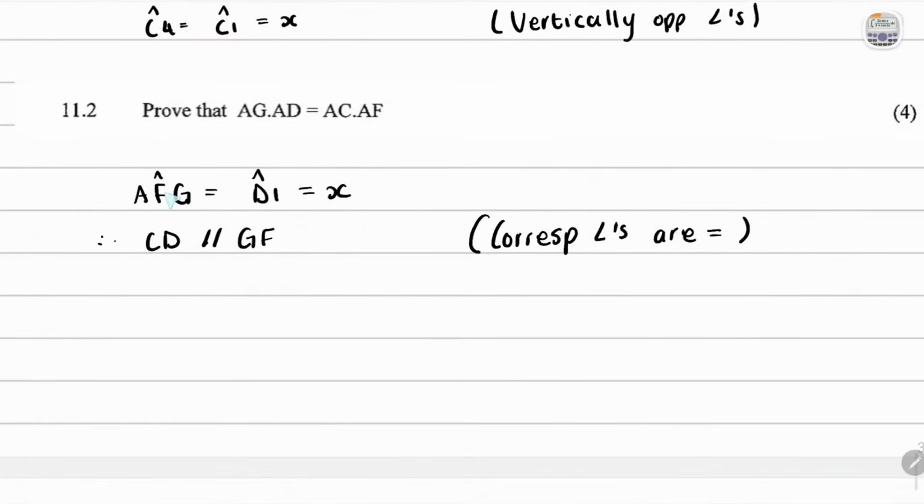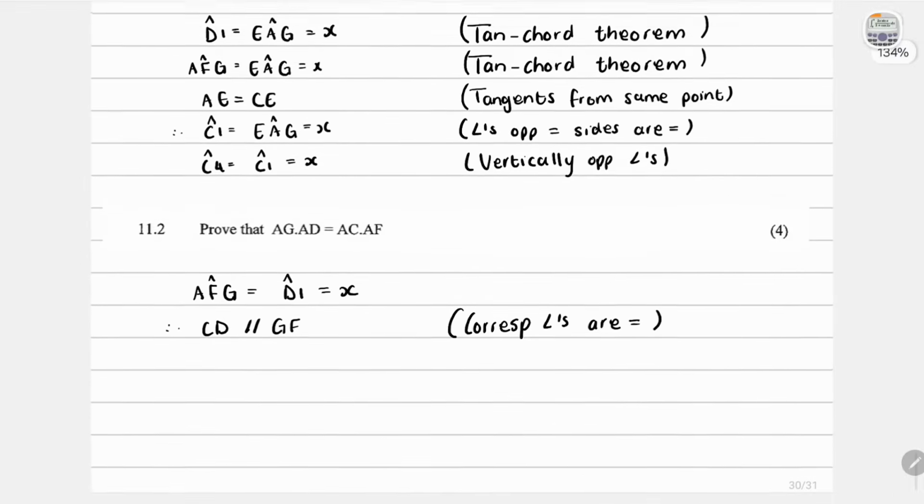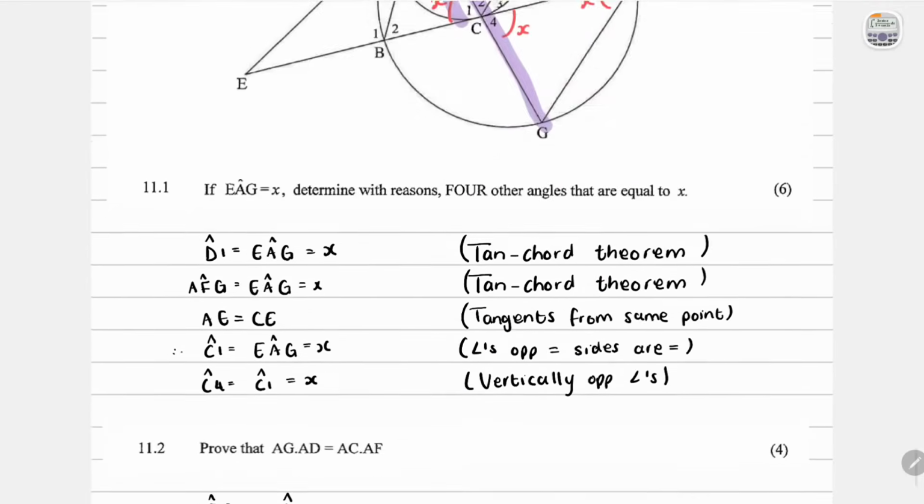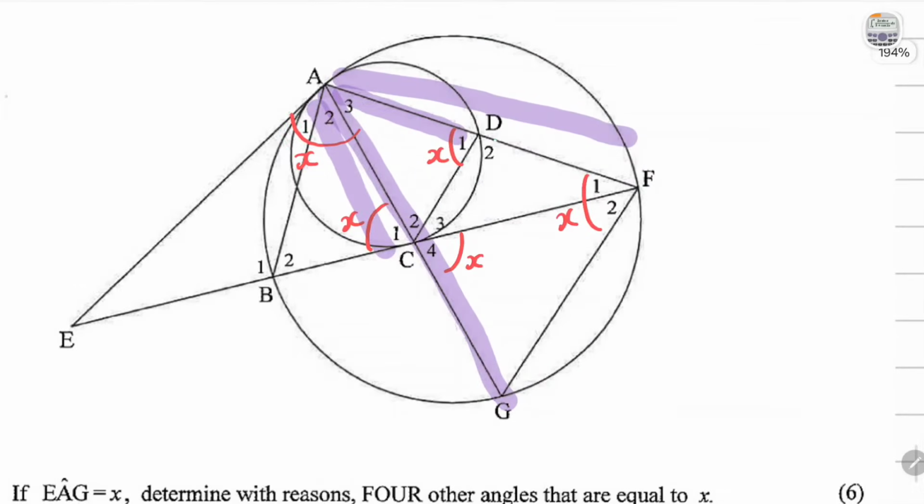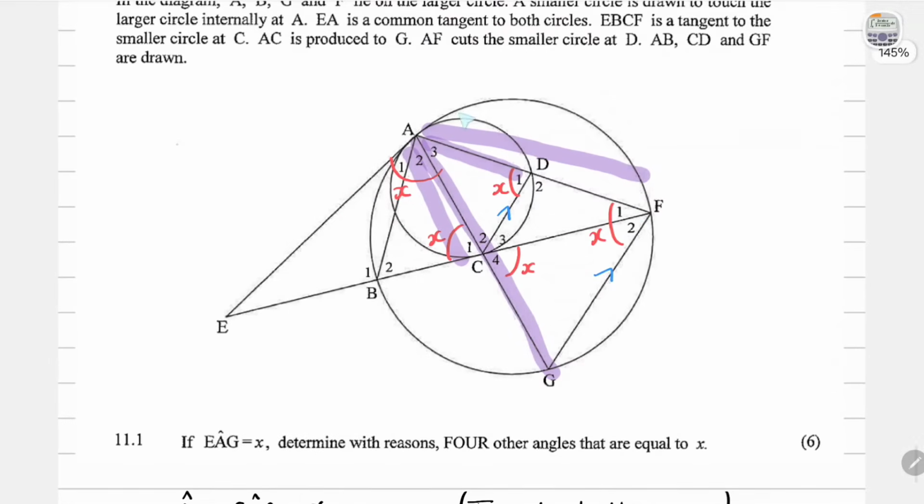Okay, so there we go. AFG equals angle D1, which is still X. And therefore, those two lines are parallel, CD and GF, because we have corresponding angles that are equal. Okay, so now that they are parallel, we can go ahead and use the proportionality theorem, because we can see from the lines they are using, they clearly use that theorem.